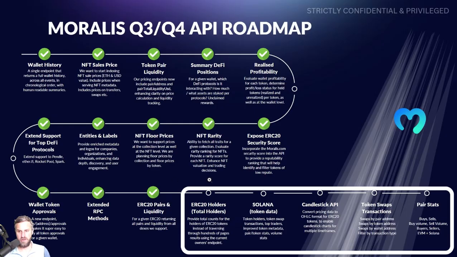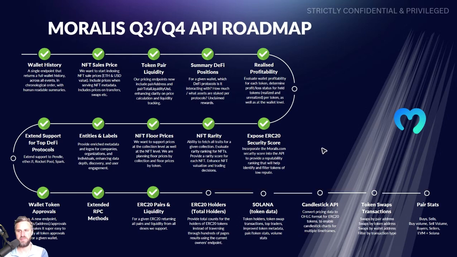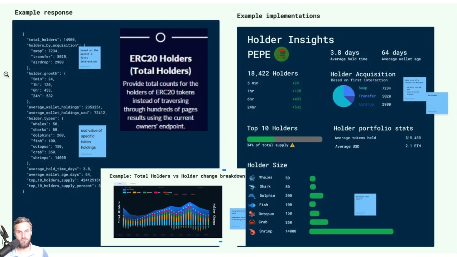And that brings us up to current. So if we now take a look at the upcoming items: the ERC20 token holders, the Solana endpoints, Candlestick API, token swap transactions and pair stats. That'll bring you up to date for what we've got planned for the rest of the year.